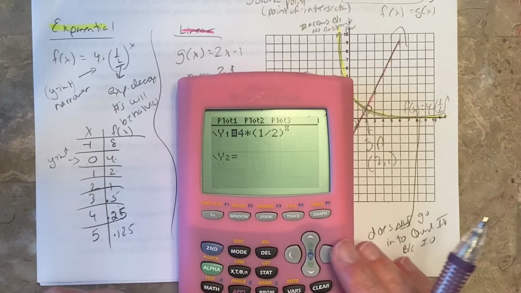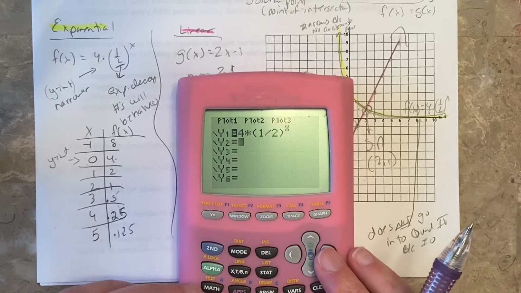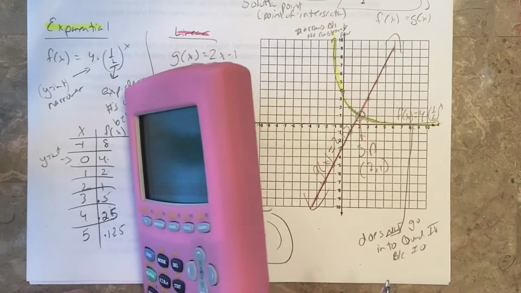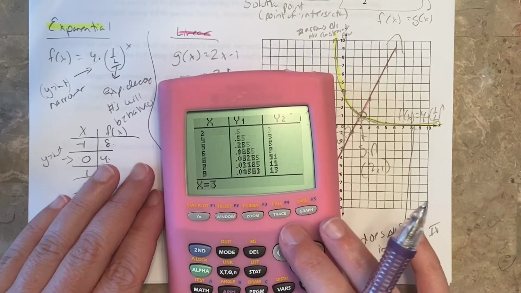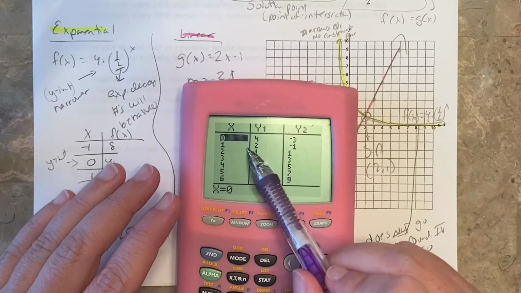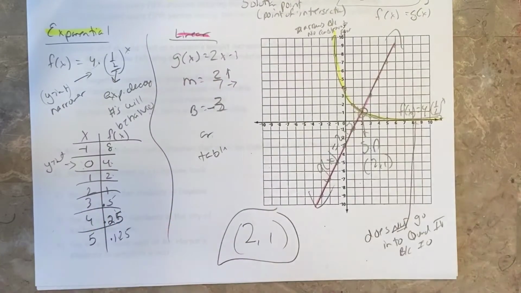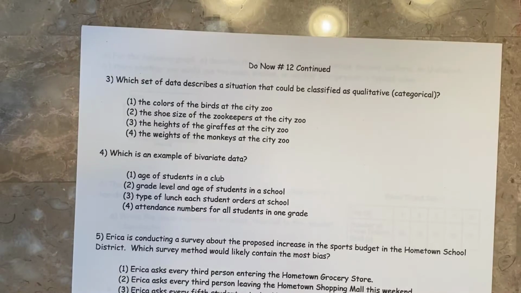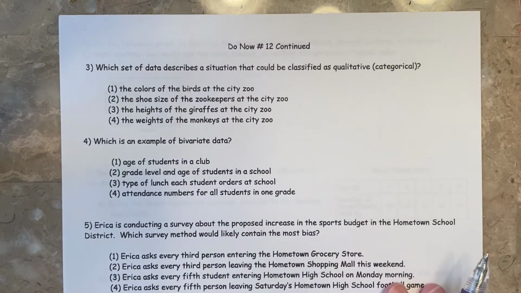You can actually even just do it this way. If you put the second equation in, 2x minus 3, and you go to the table, we again said that 2, 1 was the answer. So look, the y1 and the y2 both have 2, 1. You know when you see repeating y values, that is the answer. So that's the quicker way to figure it out. All right, page 1 done. So now we're going to go to a bunch of stat stuff.